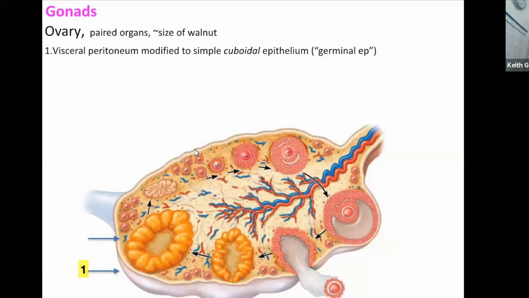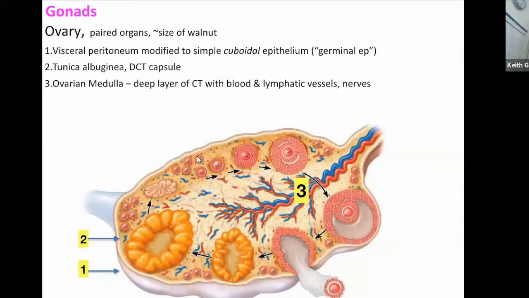And unlike normal peritoneum, it's not a simple squamous, it's a cuboidal epithelium. So you'll see this labeled as the germinal epithelium, but it's basically the serous membrane part of the embryo. And then internal to that, it's got this tunica albuginea. That's a dense, irregular connective tissue covering, providing a little bit of a covering. And that'll be interesting because during ovulation, the ovum has to bust through that tunica albuginea right there.